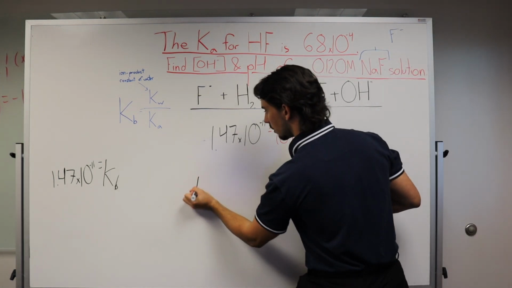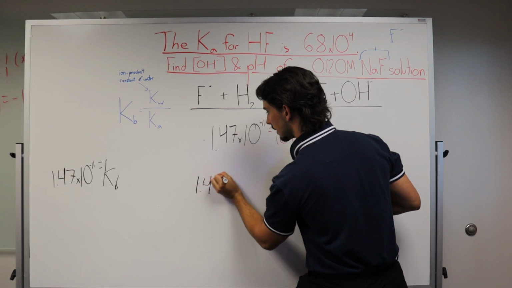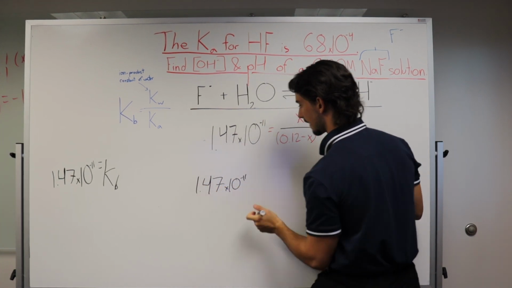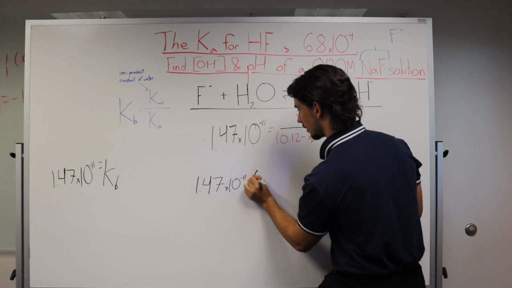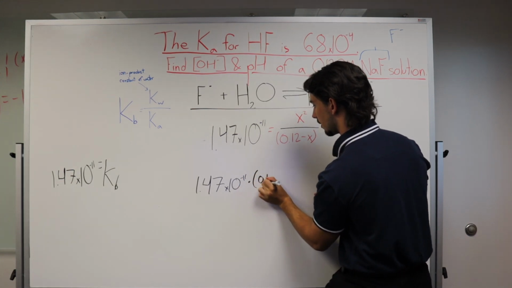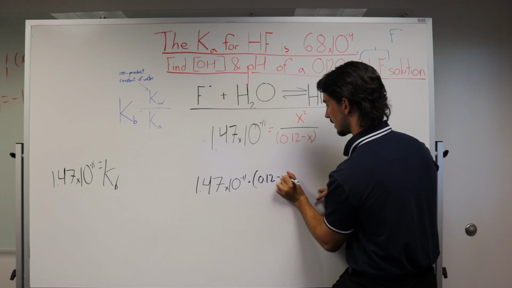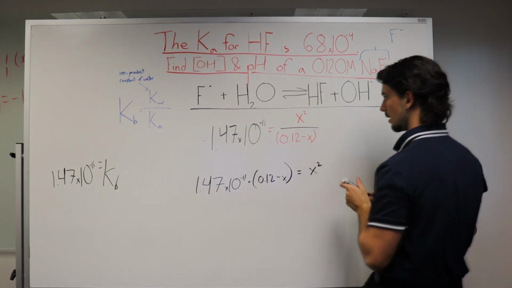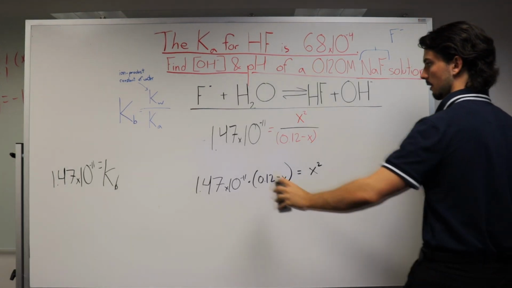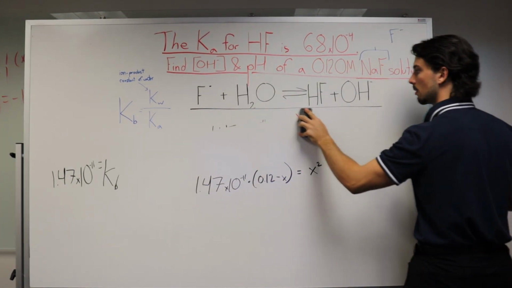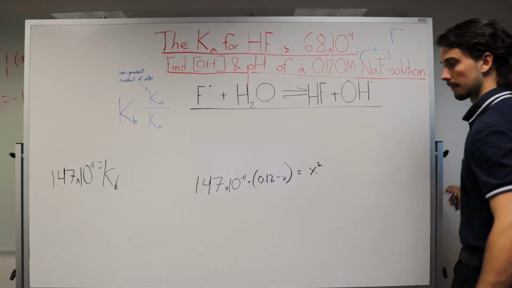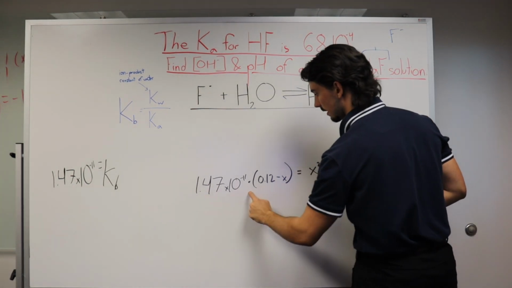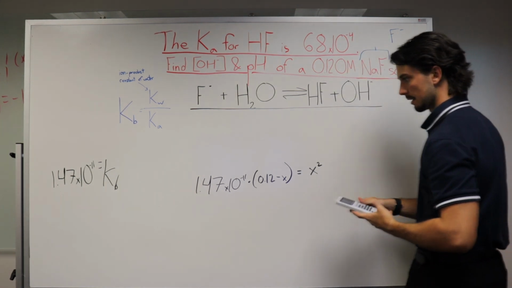So if we take 1.47 times 10 to the negative 11 times, still in parentheses, 0.12 minus x, that is going to be equal to x squared. Now, erase this, since we're going to slowly be changing this formula, manipulating it. Now, all we have to do is distribute this Kb into each of those values in parentheses.